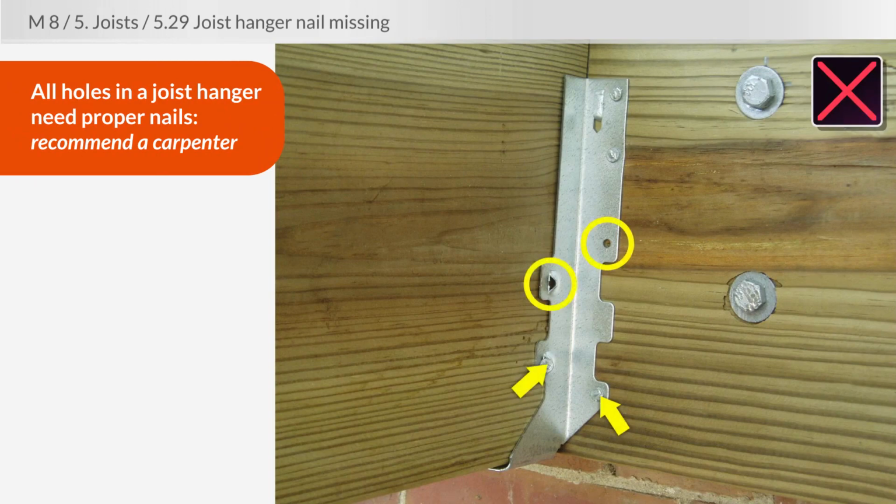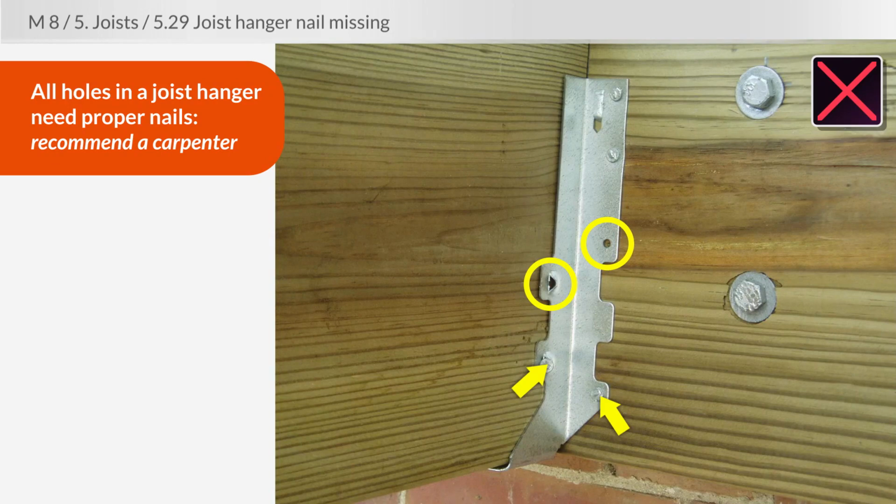All holes in a joist hanger need proper nails, all of them. Now, you don't have to check every individual joist hanger in a home, but you should spot check them. And if you see a joist hanger missing 1 or more nails, you should check a couple more. Perhaps it's a trend.